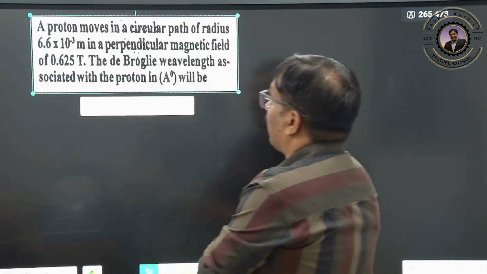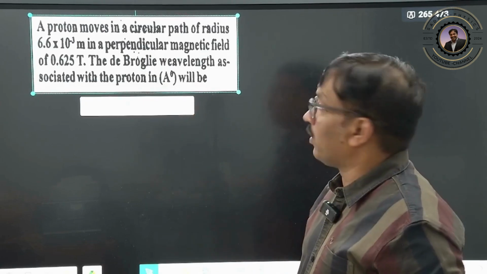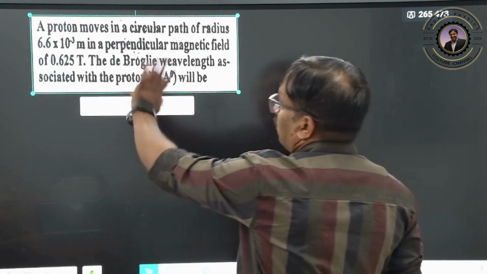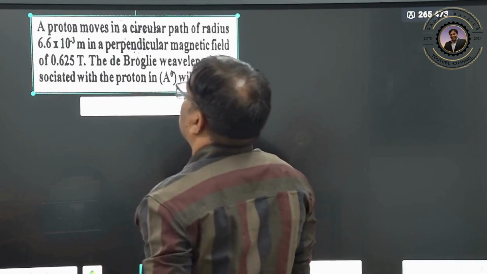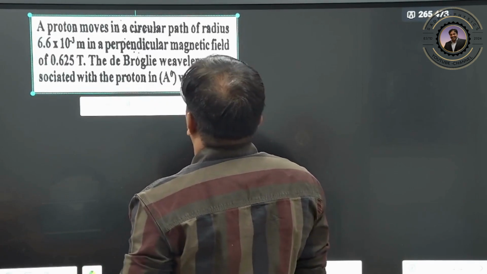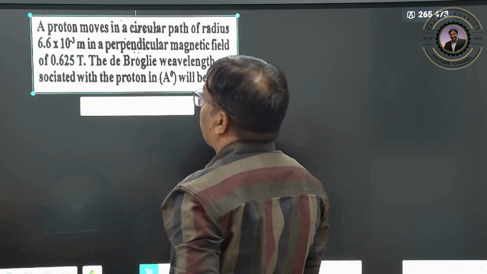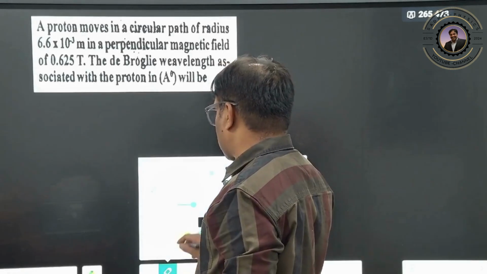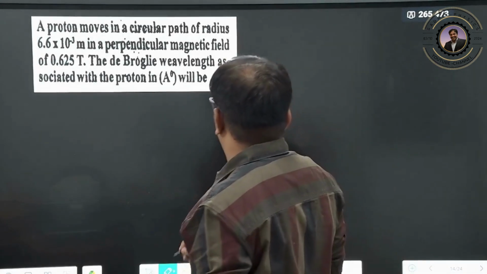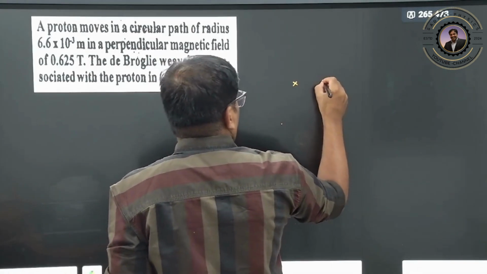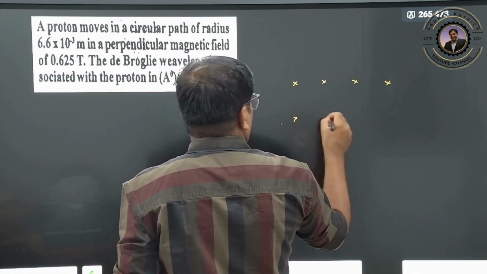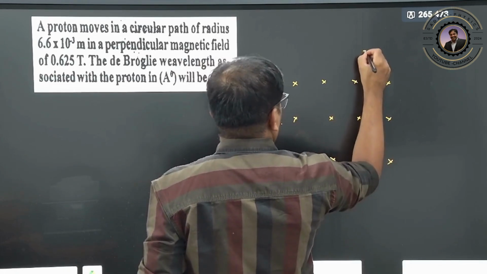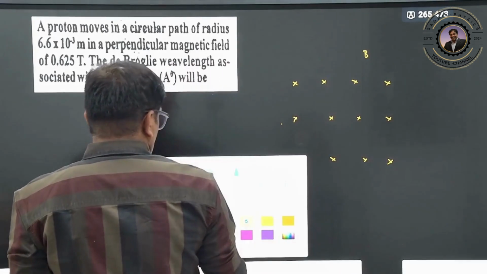So here, a proton is moving in a circular path of radius 6.6 into 10 to the power of minus 3 meters, perpendicular to the magnetic field. We need the de Broglie wavelength associated with it. See, here it is magnetism, moving charges. If a magnetic field is there and a charge is moving, how will it move? This is the moving charges lesson.